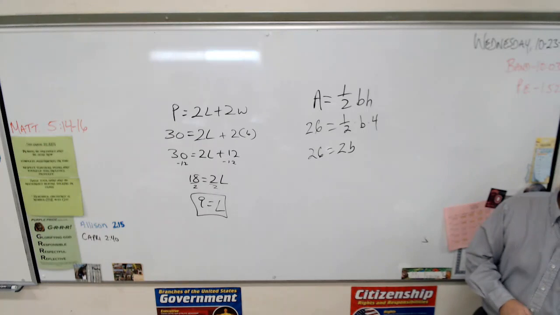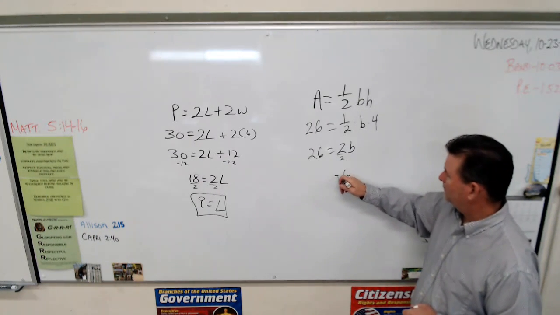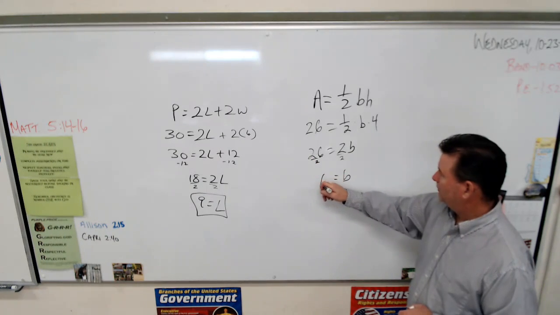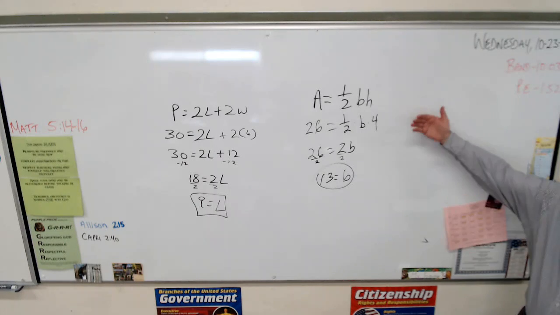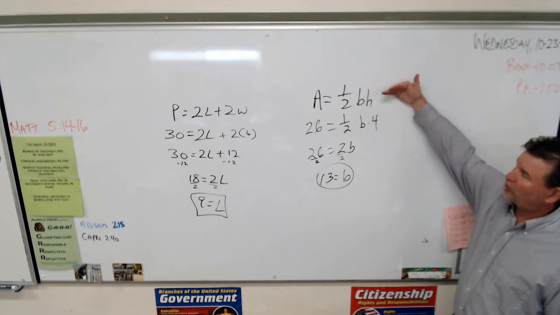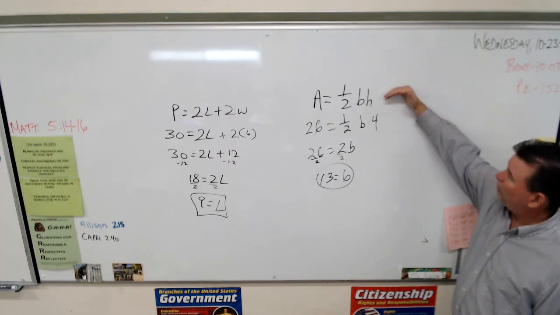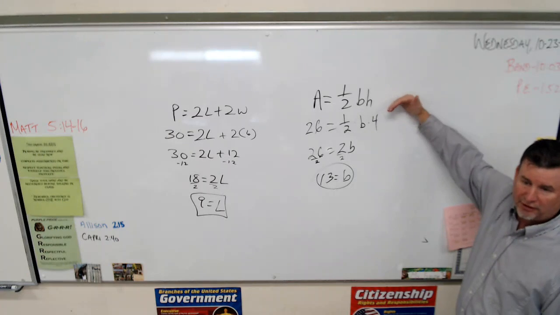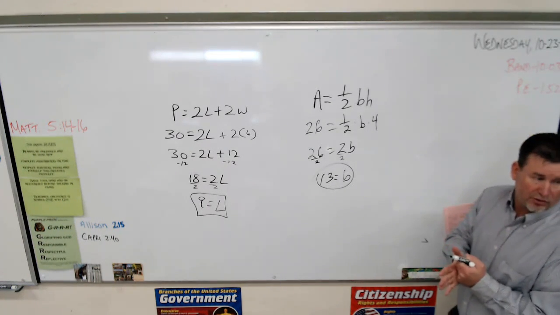But it is 2b. How do I get rid of the 2? Divide. B equals 13. Is it true? What's 13 times 4? 52. What's half of that? 26. Or, what's half of 4? 2. What's 13 times 2? 26. 13 is the correct solution.